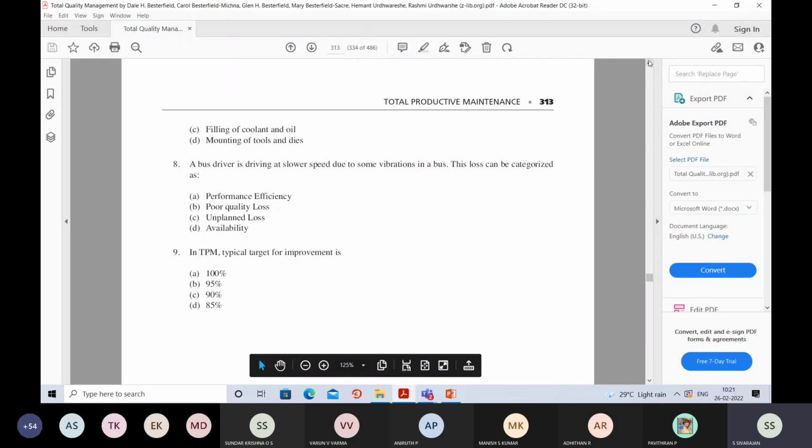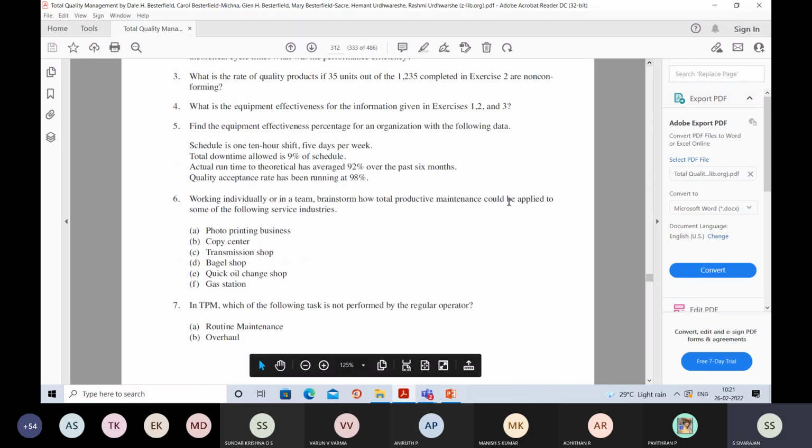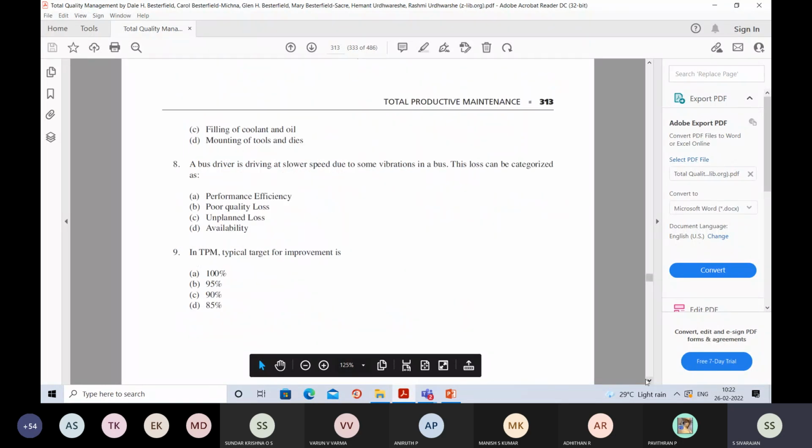Now, just before winding up, I'll go through this question. In TPM, which of the tasks is not performed by a regular operator? Routine maintenance, overhaul, filling of coolant and oil, mounting of tools and dies. Which is going to be the answer? Because in TPM, some maintenance you have to do. Overhaul means repair. Completely you are doing repair. So which will not be?